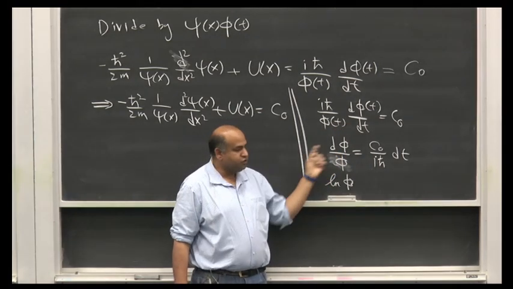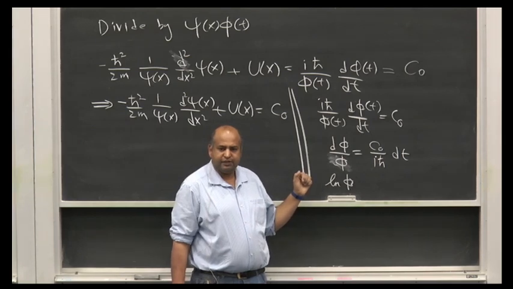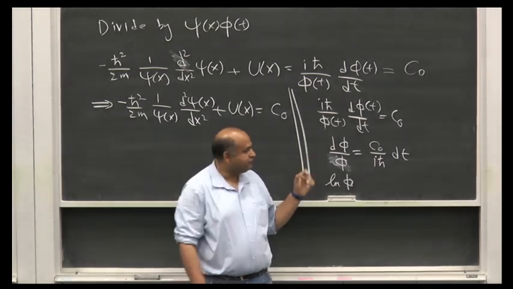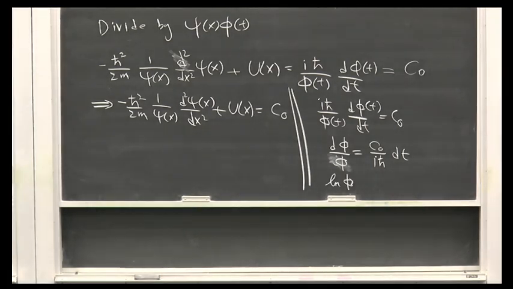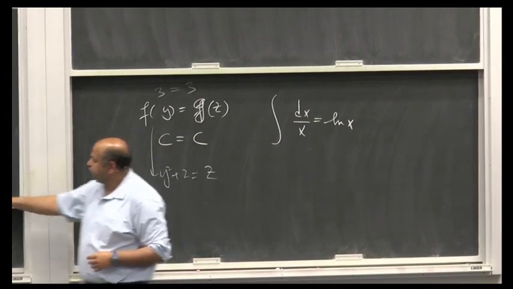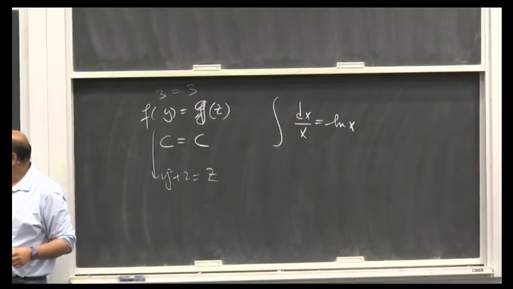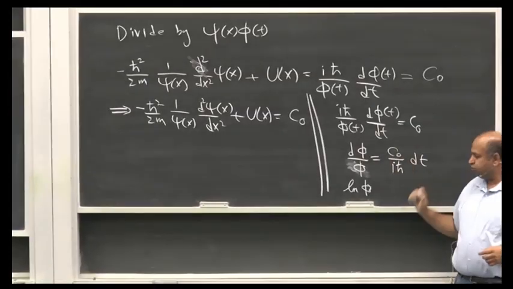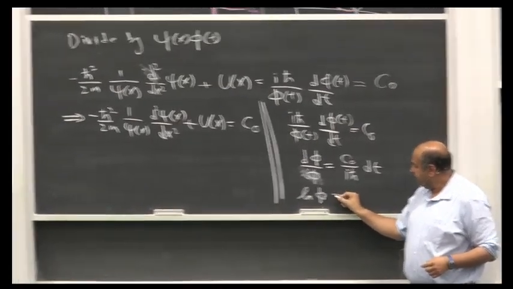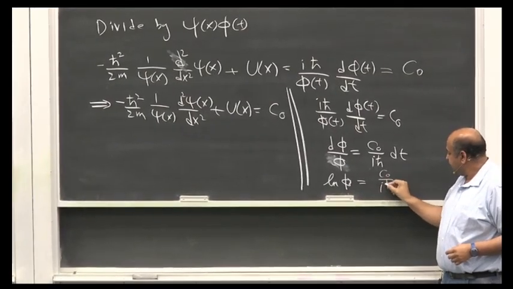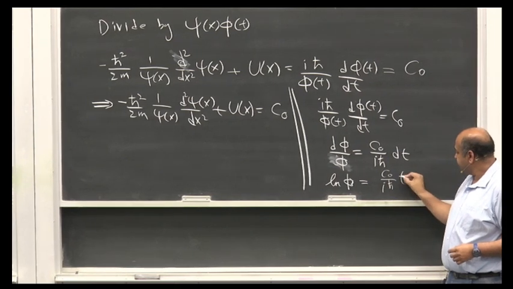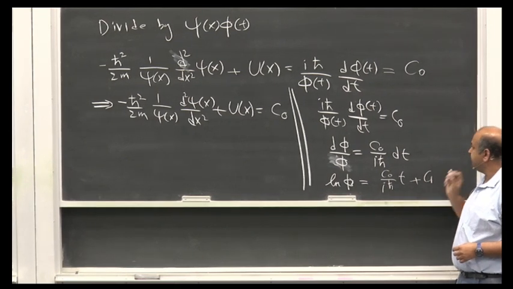If we integrate this on both sides, I think you might have studied that the integral of 1 over x is ln x, right? So that's what I'm using. So this is d phi over phi. If I integrate on both sides, we get ln phi, and on the other side we get c naught over iota h cut times t plus some constant c1.